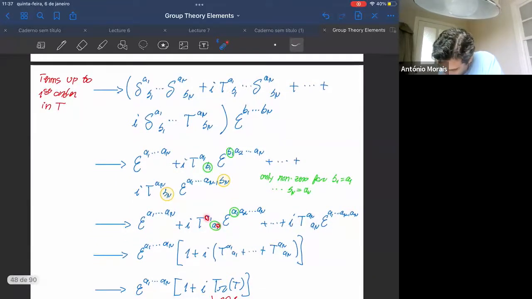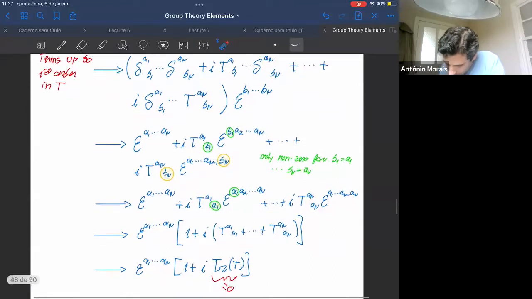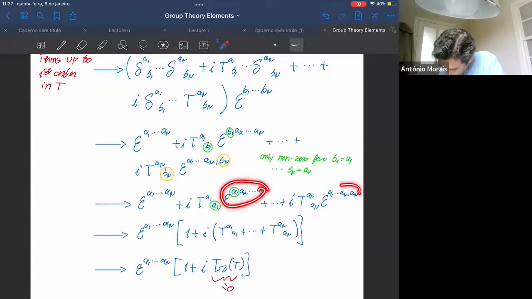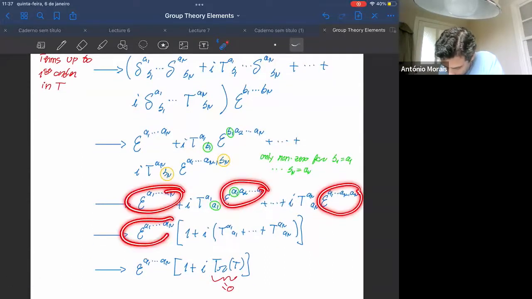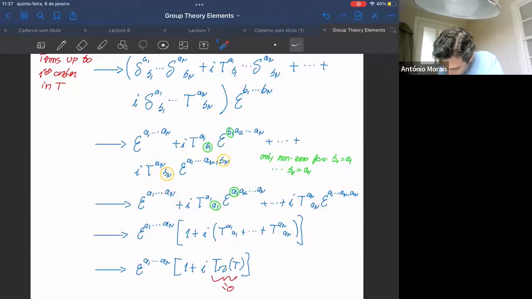So you have here A1 A1, AN AN. You can put now epsilon A1 AN outside here in evidence, and you get something which is the identity, or 1, sorry, this is plus I, all of this, which is the trace. This is the definition of the trace that you have here. And by definition of SUN, the trace is 0.